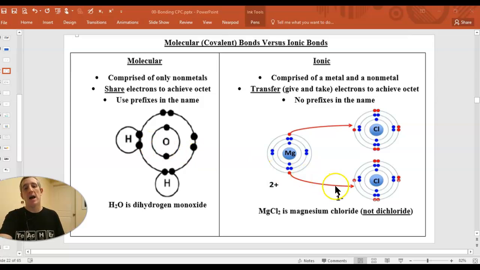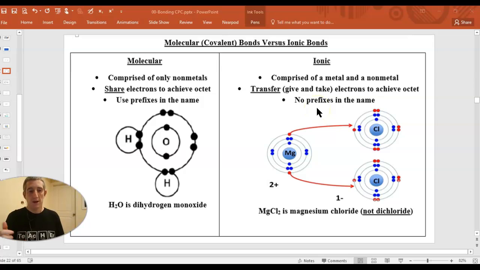As opposed to ionics, there's no sharing, it's a transfer of electrons from a metal, which is going to become a cation, to a nonmetal, which will become an anion. And so these are comprised of metals and nonmetals, and again, they are transferring. And in terms of naming, we're not going to see the Greek prefixes.